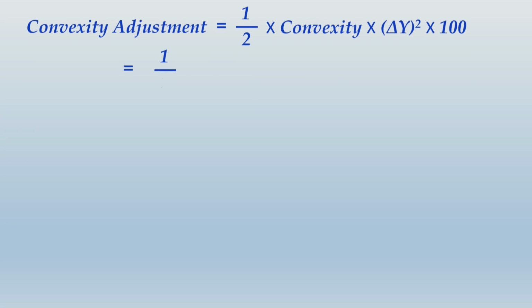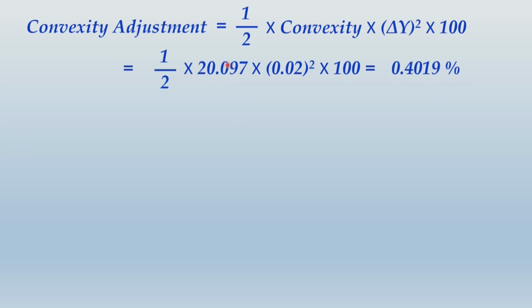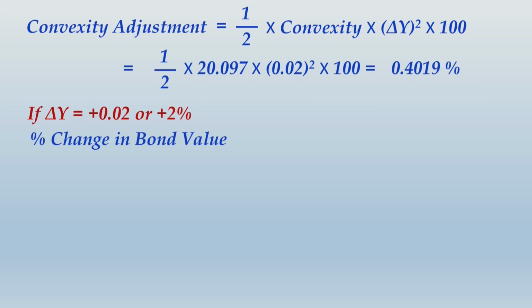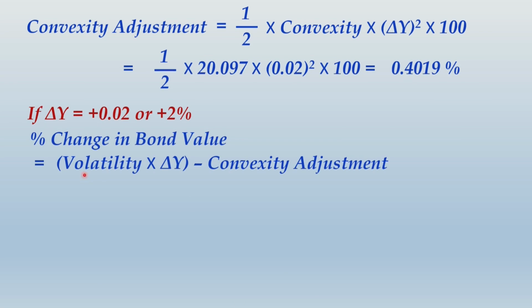So convexity what we have computed is 20.097. Taking half of that into delta y square into 100 will give you 0.4019%. So if delta y is 0.02 with a positive sign, that is when it is increasing by 2%, the change in the bond value will be volatility into delta y minus convexity adjustment. So that will be 3.8922 into 2 minus the convexity adjustment.